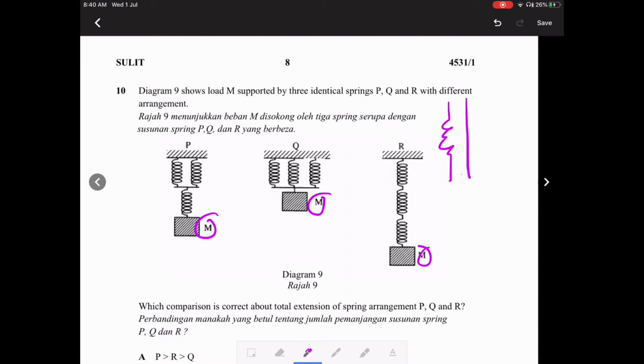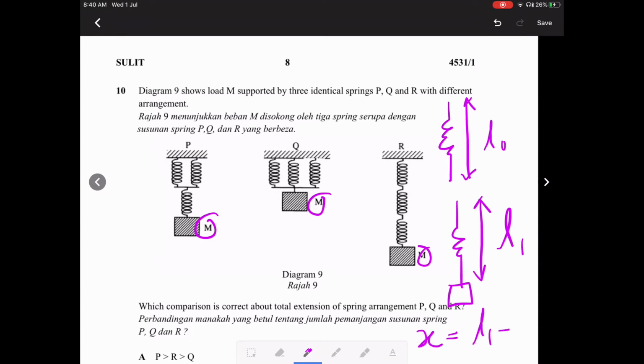So, you kena ingat, kalau extension maknanya, ini panjang asal spring. So, saya ukur ini. Ini ialah panjang asal spring L0. Selepas diletakkan beban, pemanjangannya menjadi nilai L1. Jadi, extension adalah L1 tolak L0. Itu ialah nilai pemanjangan. Maksudnya, nilai selepas diletak beban, panjang spring tu you ukur, kemudian you tolakkan dengan panjang asal spring. Dan you dapat dia punya extension.